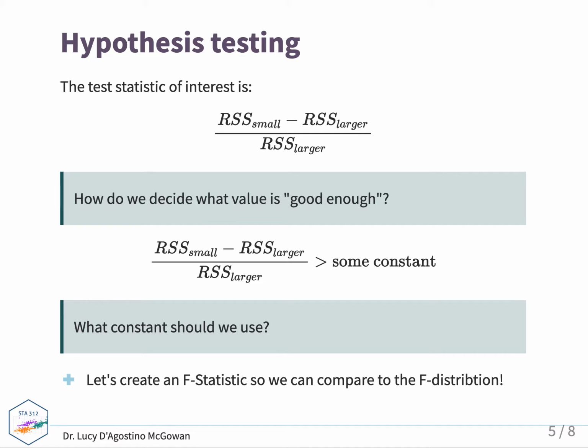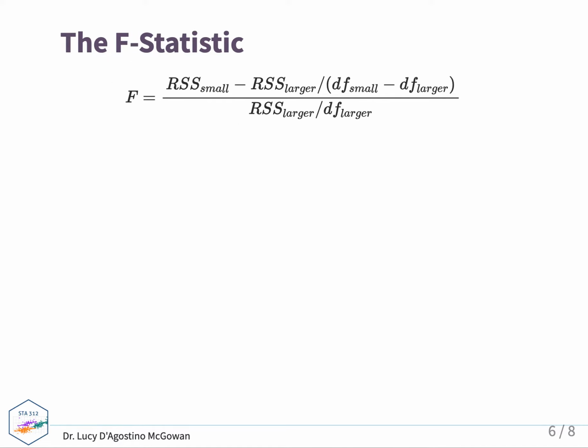What we can do, and you've probably seen this in previous classes, is turn this statistic into an F statistic by transforming it just slightly, and then compare it to the F distribution to pick the constant that we'd like. The F statistic is going to look very similar to what we had laid out, but we're just going to divide by the degrees of freedom. The numerator of the F statistic is the residual sum of squares for the small model minus that of the large model, divided by the degrees of freedom for the small model minus the degrees of freedom for the larger model. And then the denominator is the residual sum of squares for the larger model divided by the degrees of freedom of the larger model.